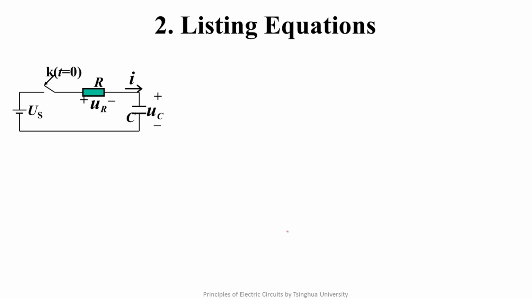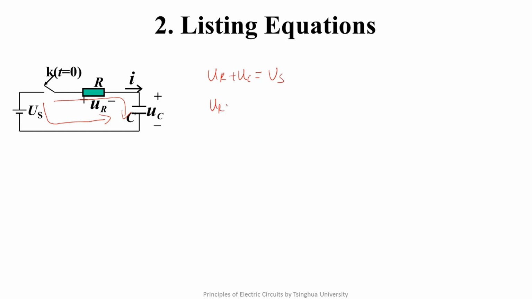So the equations we list here are not only algebraic equations, but they must be differential or integral equations. Here we take a simple example containing a capacitor, a resistor, and a voltage source. Such a circuit consists of three elements in series. Obviously, we should use the topological constraint KVL. The voltage drop is equal to that voltage drop, so UR plus UC is US.